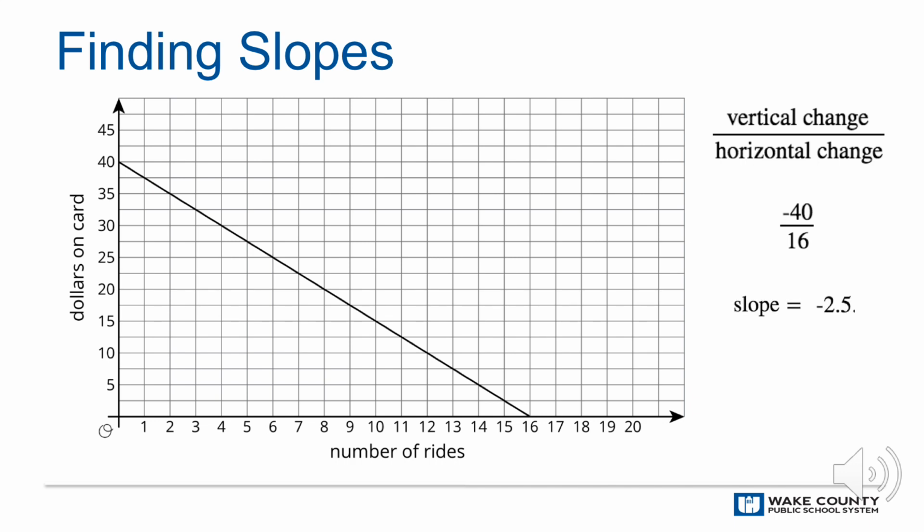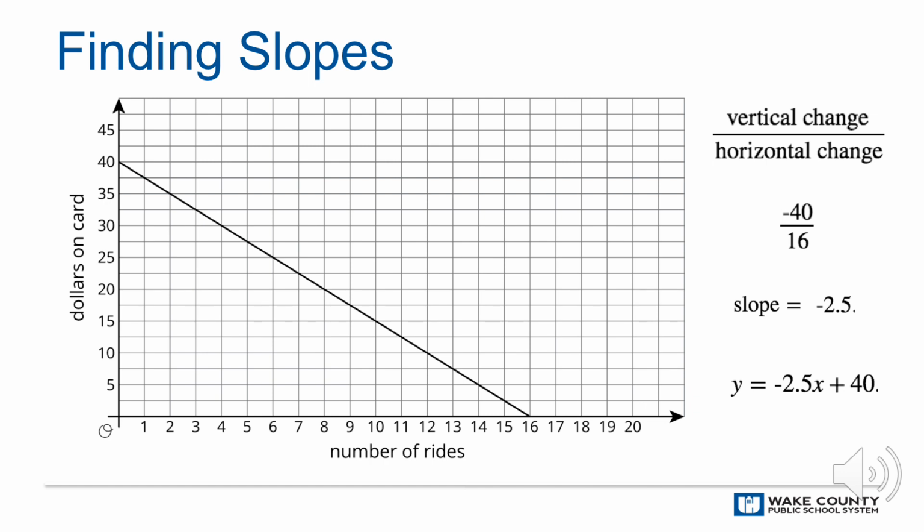This corresponds to the cost of one ride. The vertical intercept here is 40, which means the card started out with $40 on it. One possible equation for this line is y equals negative 2.5x plus 40.